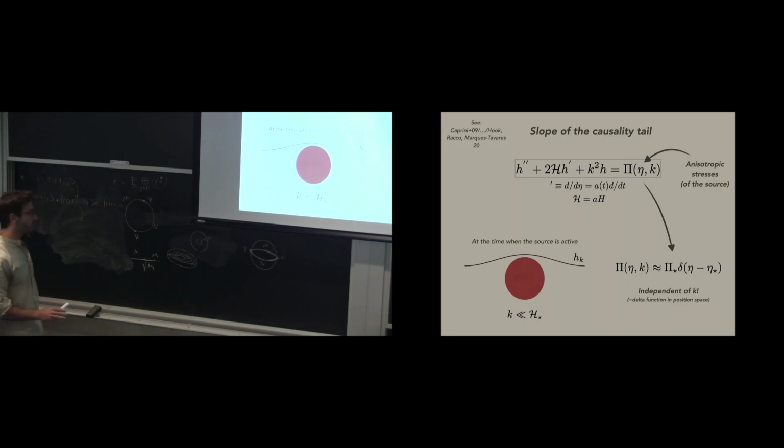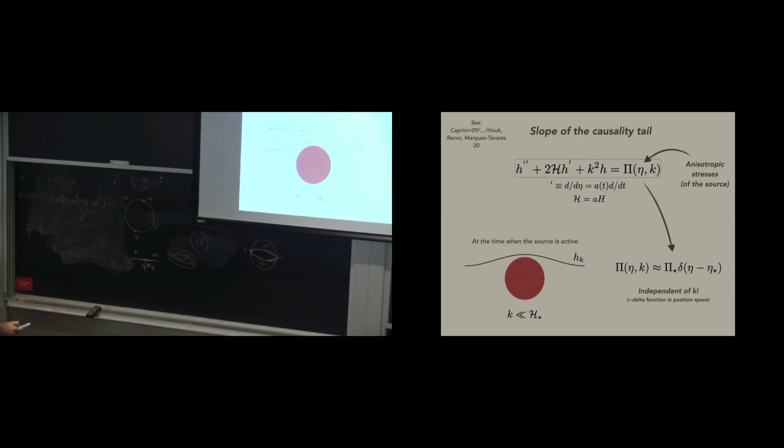The approximation that you can do is the following. You can think that you can approximate the source, the anisotropic stress, as follows. As a delta function in time, because I'm assuming that the time scale is much shorter than Hubble at a given epoch.